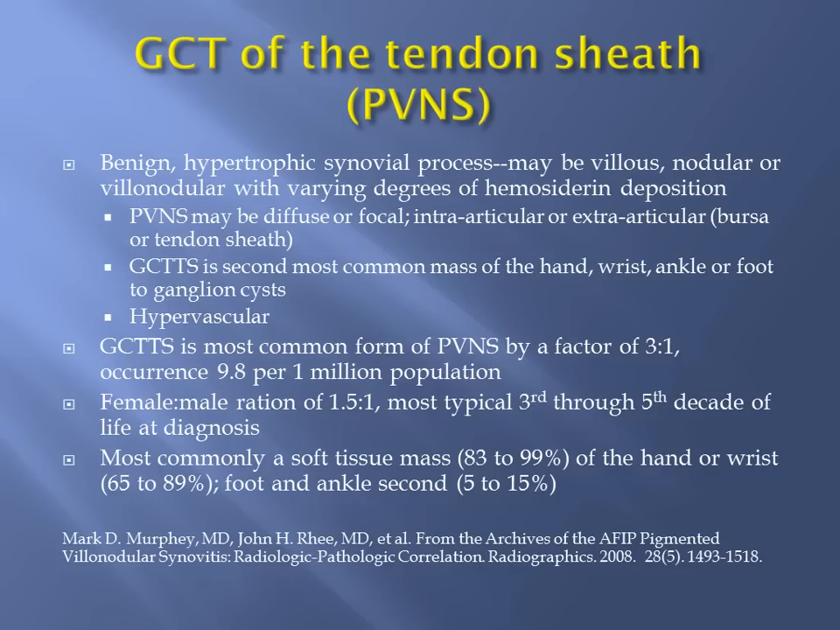Giant cell tumor of the tendon sheath is the second most common tumor of the hand, wrist, ankle, and foot, just next to the ganglion cyst. These are hypervascular, and giant cell tumor of the tendon sheath is the most common form of PVNS by a factor of 3 to 1, and it has an occurrence of 9.8 per million population with a slight female predominance. It's typically found in the 3rd through 5th decade of life. Most commonly presents as a soft tissue mass of the hand or wrist, and next would be the foot and ankle.